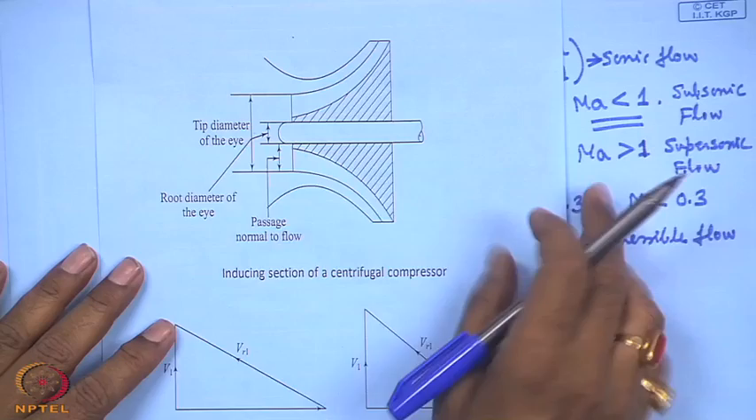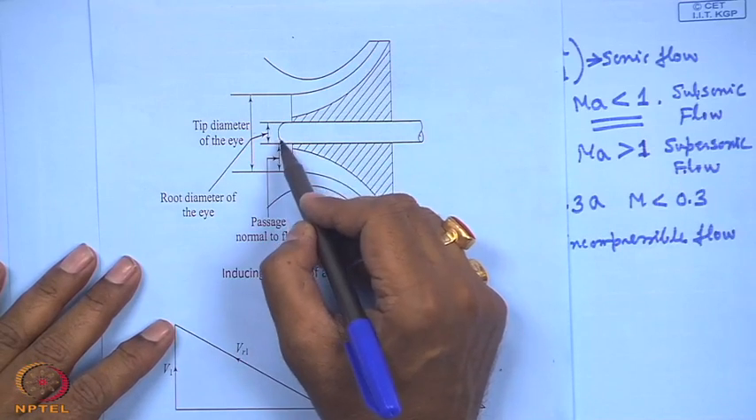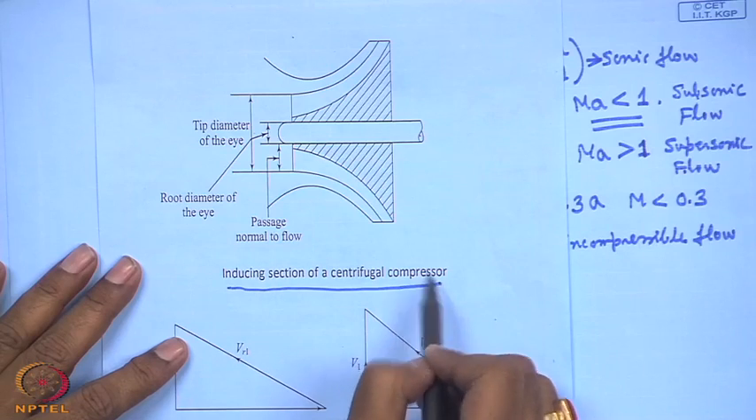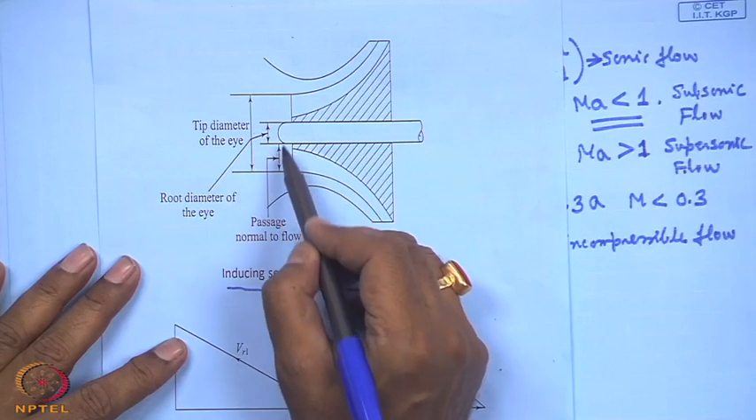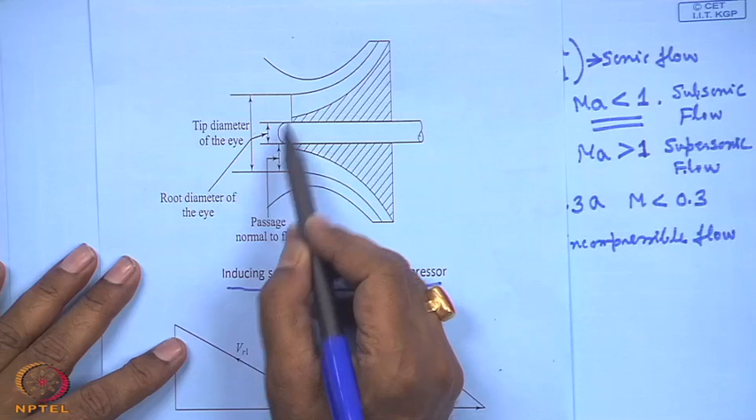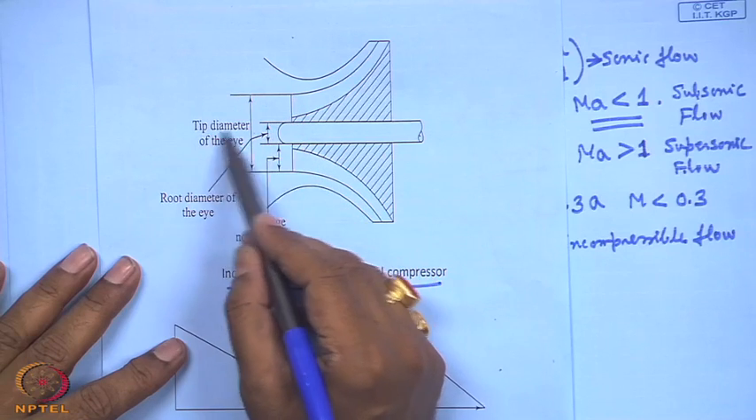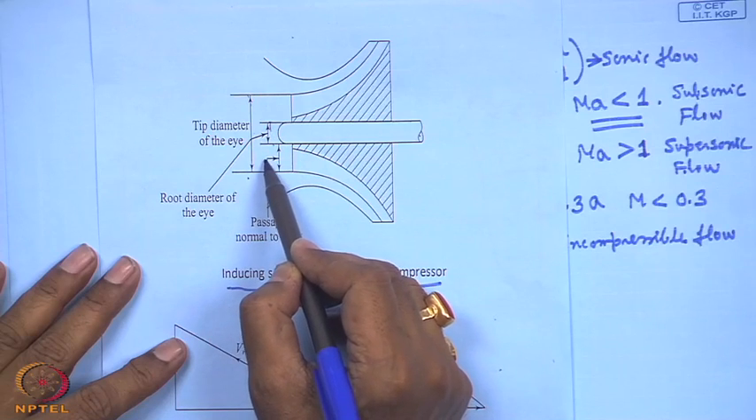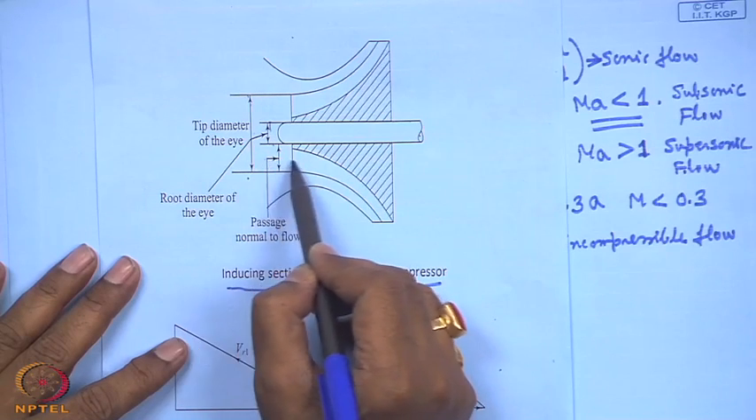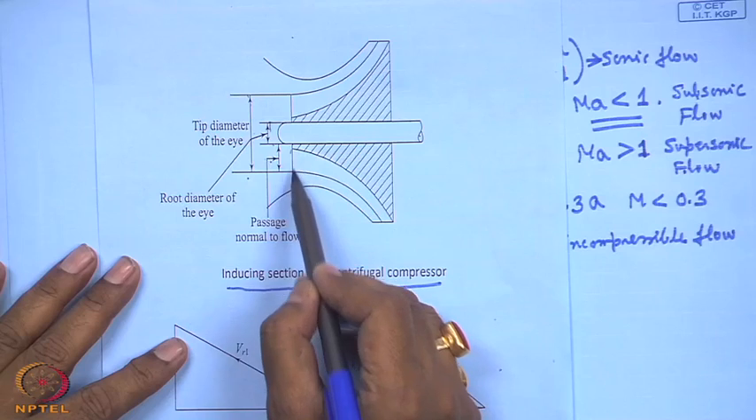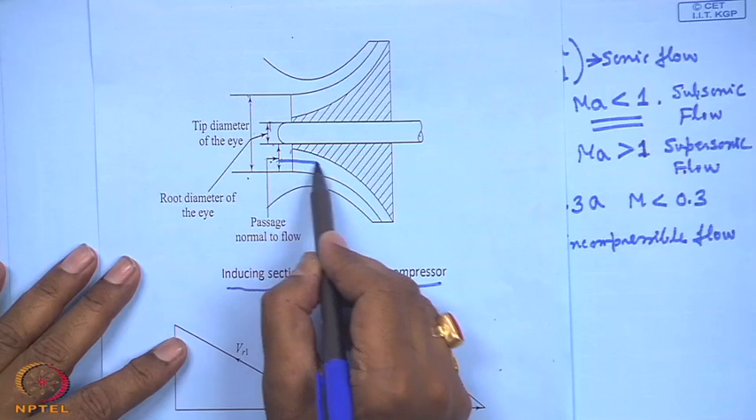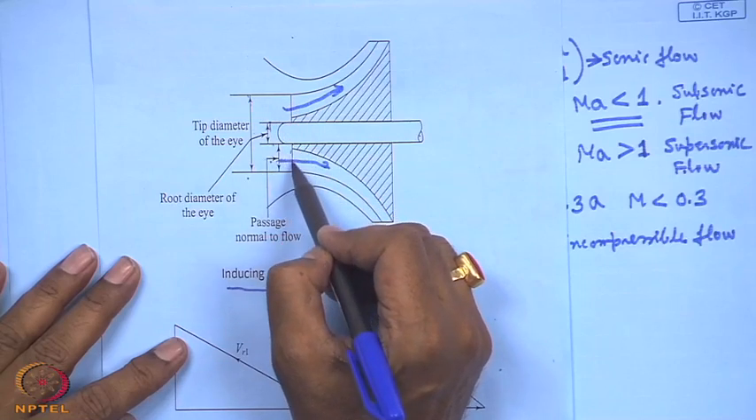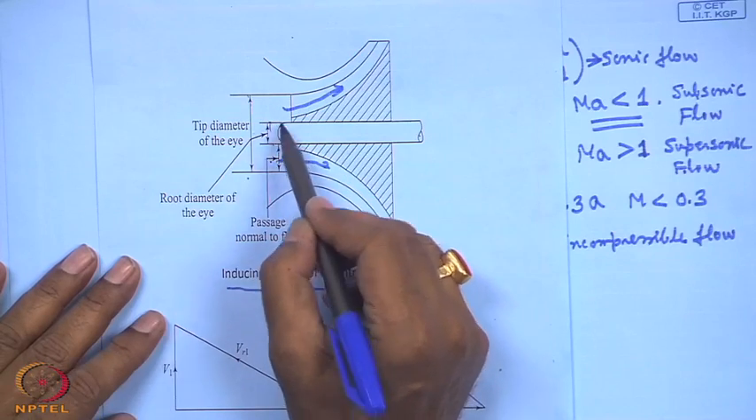Now, you see an inlet section of the impeller. This inlet part is known as the inducing section of a centrifugal compressor. This is the eye, this is the root of the eye, and this is the tip of the eye. This is the tip diameter of the eye, and this is the root diameter of the eye, and this is the passage of the normal flow. That means it is the cross-sectional area of the flow velocity. The flow turns like this, try to understand very well. Therefore, the design of the tip should be such that the Mach number is low.